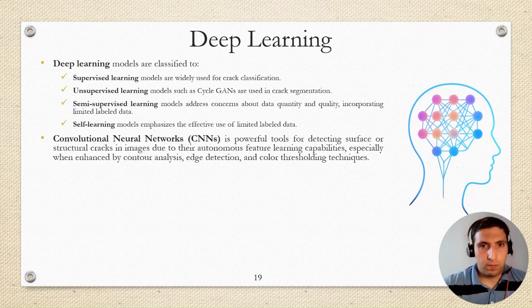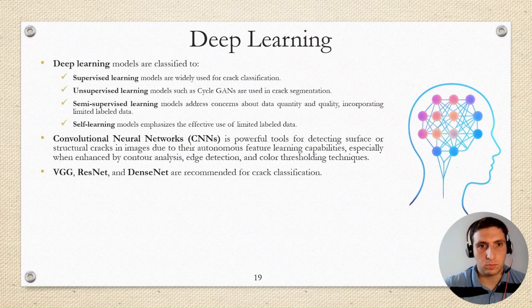Convolutional neural networks are powerful tools for detecting surface or structural cracks in images due to their autonomous feature learning capabilities, especially when enhanced by contour analysis, edge detection, and color thresholding techniques. Some examples are VGG, ResNet, and DenseNet. They are recommended for crack classification.